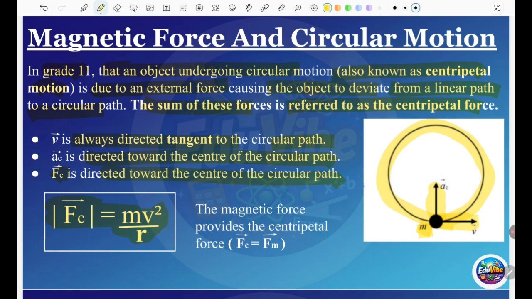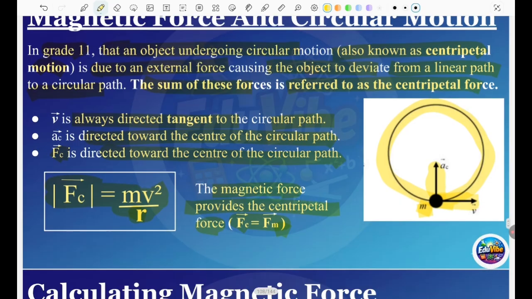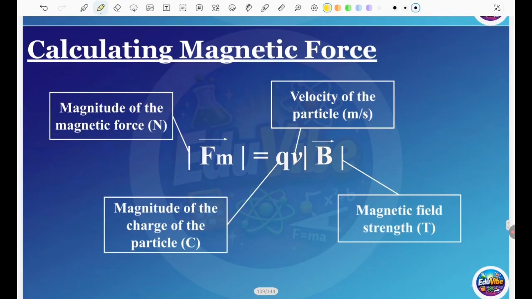From here, you can also see the mass. So the formula is Fc equals mv squared upon r, and the magnetic force provides the centripetal force. If you get any question involving force and circular motion, you can use that Fc is equal to Fm, the magnetic force equals the centripetal force. Then you can write the magnetic force formula, which we discuss on the next slide. You can use this when you do calculations with forces.